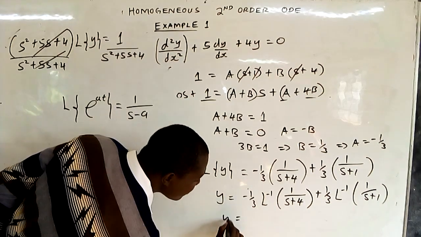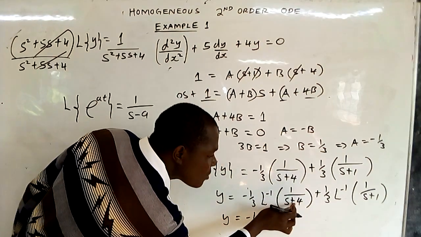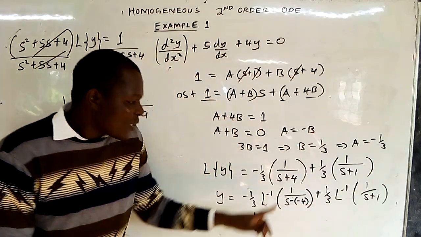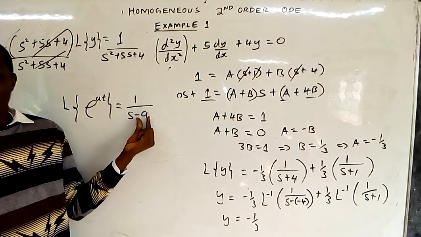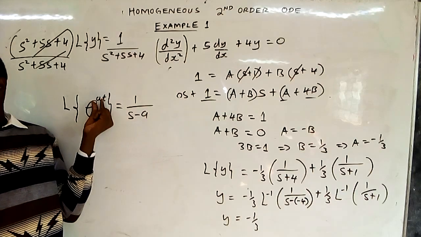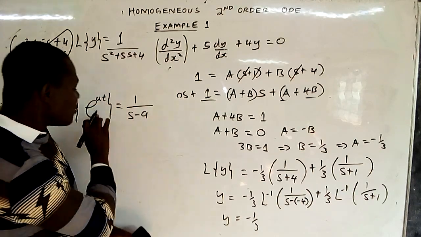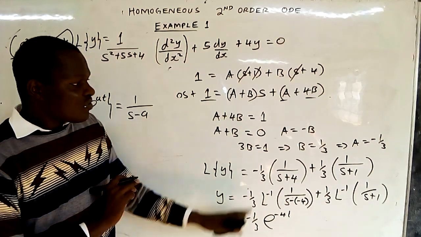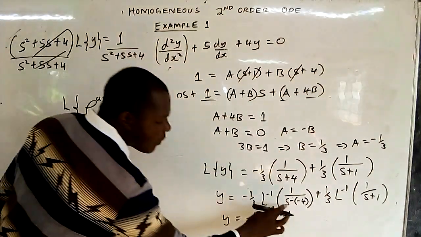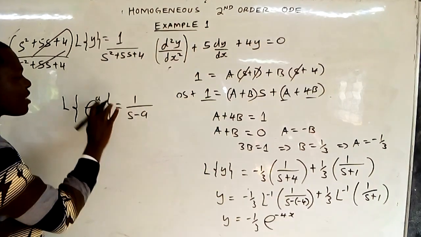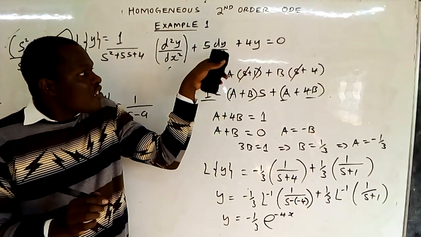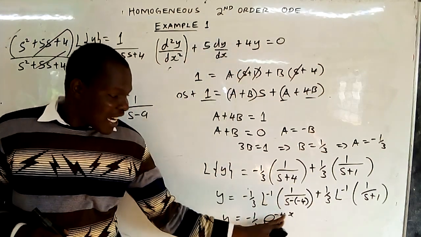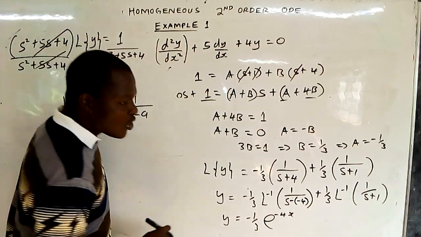Meaning, here y is negative 1 over 3 times 1 over s plus 4. S plus 4 means it is s minus negative 4. So it is 1 over s minus a, meaning our a is negative 4. So this is going to be exponential of negative 4. In our case it is not t, it is x. So this Laplace transform is in terms of x, not t, isn't it? So it is going to be negative a third exponential negative 4x. Then we go to the next one.